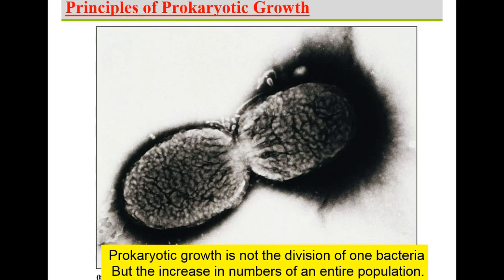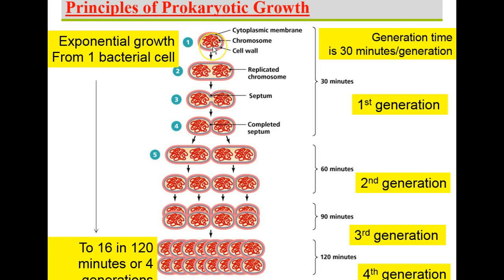Bacteria divide by an asexual reproduction technique called binary fission. In binary fission, one bacteria divides, producing two daughter cells. One bacterial cell divides, and the result is two daughter cells.